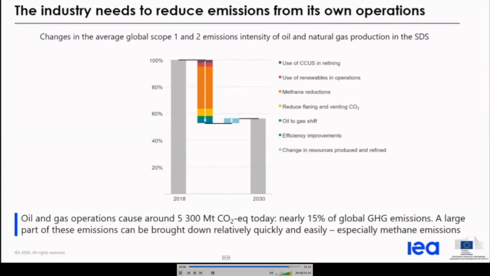Oil and gas operations on the whole account for over 4.3 million tons of CO2 equivalent released today, so nearly 15% of global greenhouse gas emissions. A large part of these emissions can be brought down relatively quickly and easily.